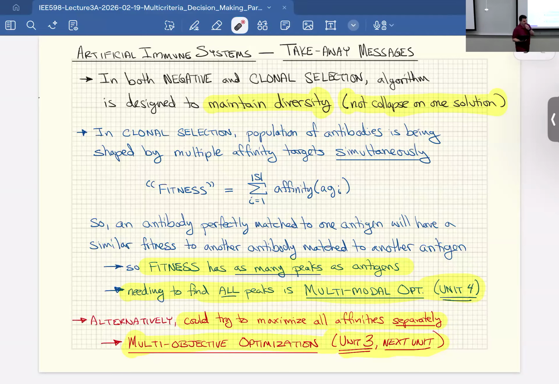All right, any other questions about these immunological examples? Yeah. I have some confusion about multi-modal and multi-objective. Can you give an example of what is multi-modal and what is multi-objective?